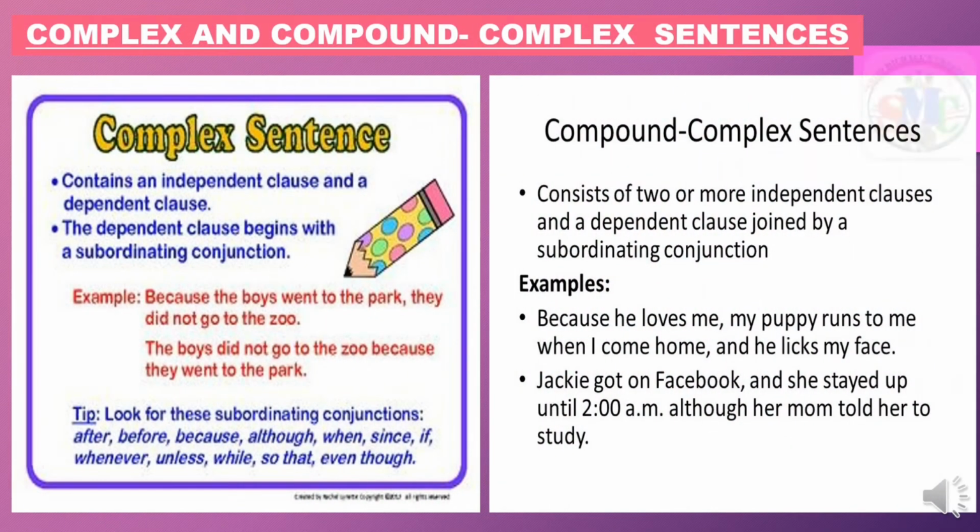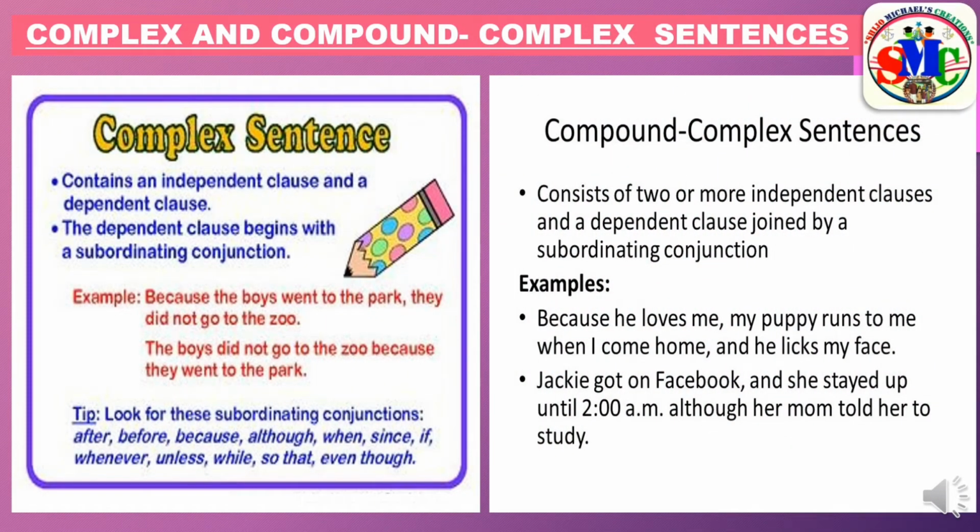Here we are going to study about complex sentences as well as compound complex sentences. Let us see what a complex sentence is. These kinds of sentences contain an independent clause and a dependent clause. The dependent clause begins with a subordinating conjunction. For example, because the boys went to the park, they did not go to the zoo.